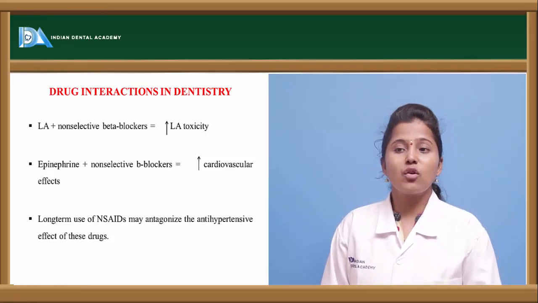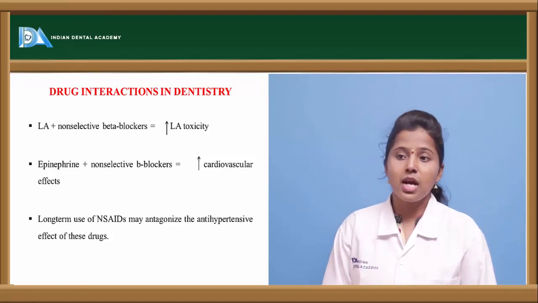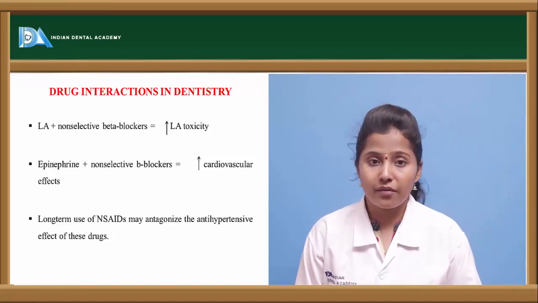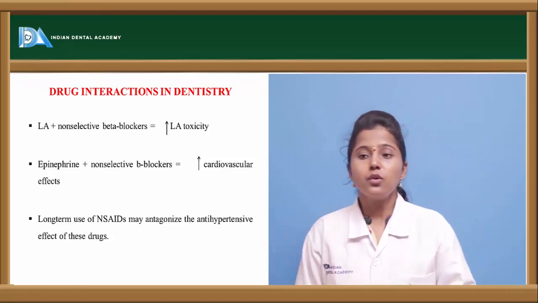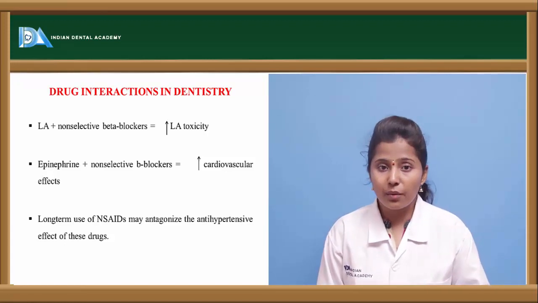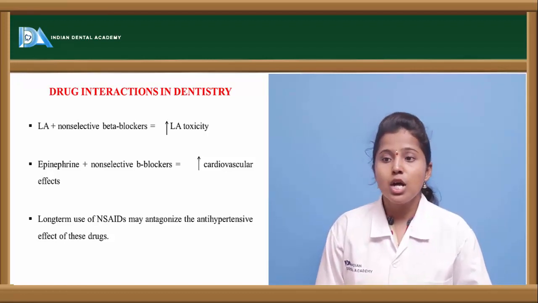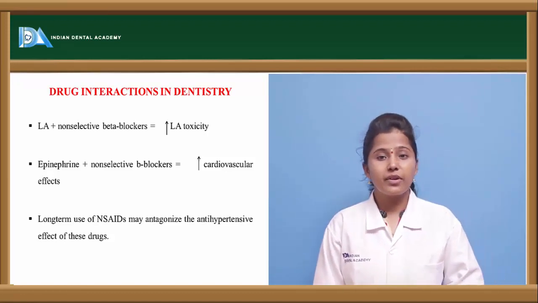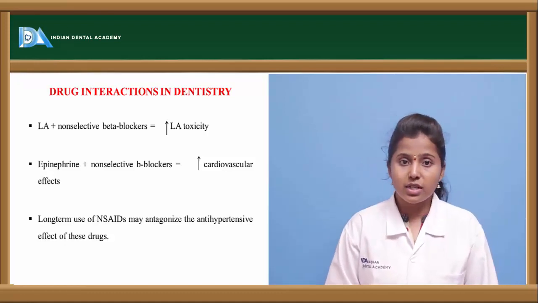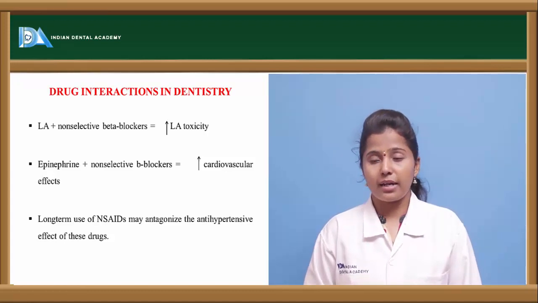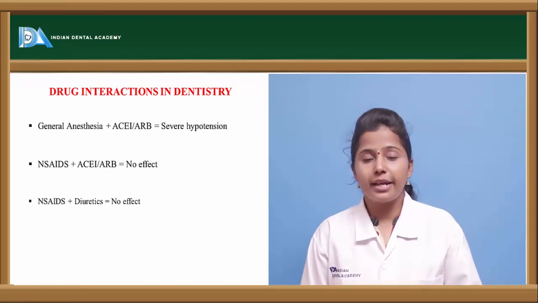And epinephrine and non-selective beta blockers: when epinephrine is given in combination with non-selective beta blockers, it causes increased cardiovascular effects. There might be worsening of the cardiotoxicity. And long-term use of NSAIDs, non-steroidal anti-inflammatory drugs, which are usually given for pain and show an analgesic effect, may antagonize the antihypertensive effect of these drugs. When NSAIDs are used long term, the antihypertensive effects of the drugs will be reversed or antagonized. The other combinations or contraindications are with general anesthesia.